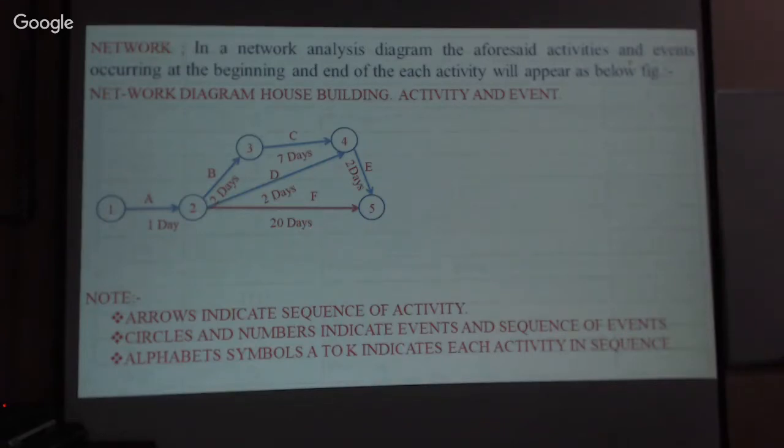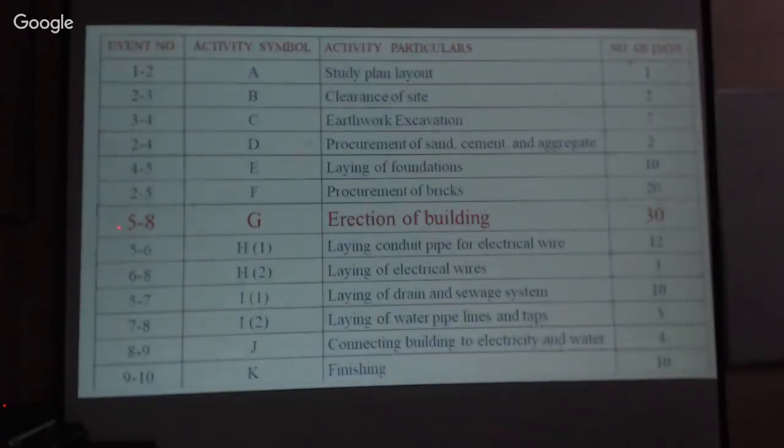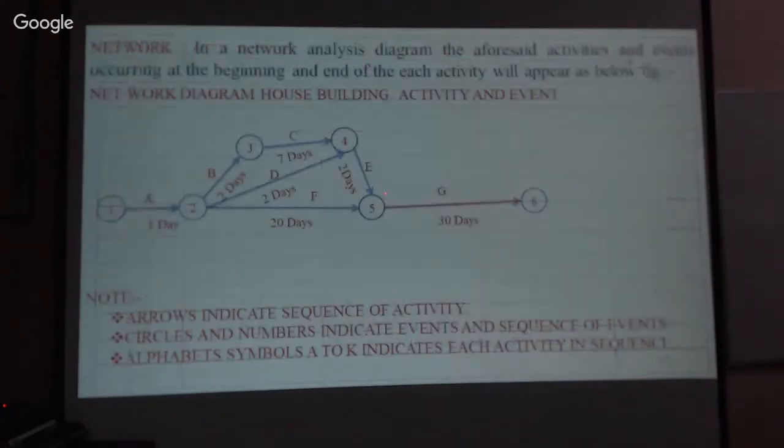20 days. And similarly, further, it is 5 to 8, that is event 5 to event 8, activity G, and that is erection of building, which needs 30 days. Therefore, now you draw this line, the arrow, isn't it? G activity, time required 30 days, from 5 to 8.